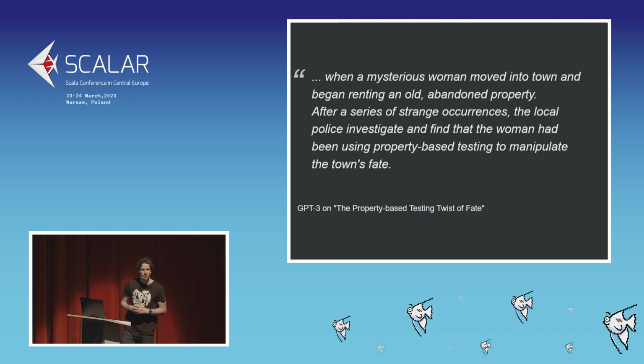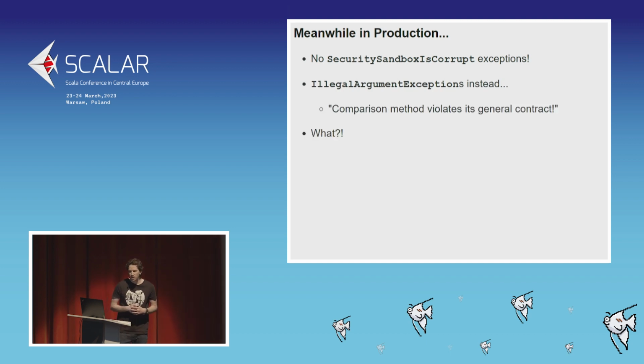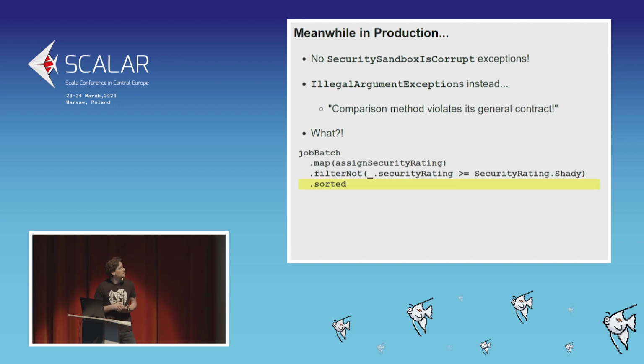OK, so we deploy our fix to production, hoping for the best. And it works. We no longer get any security sandbox corrupt exceptions, which is great. But then we started getting a new exception, an IllegalArgumentException, with "Comparison method violates its general contract!", exclamation point, no less. Since when is Java so excited about exceptions, I have no idea. But at least now we have an exception, so we can see where it throws, and it throws on the sorting part, which seems to be the most benign part of the code here, no less.